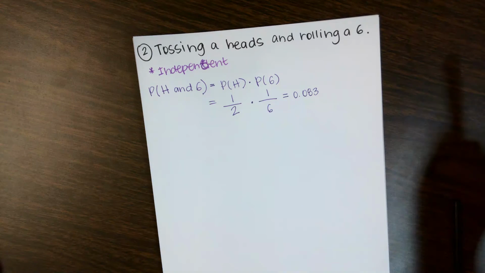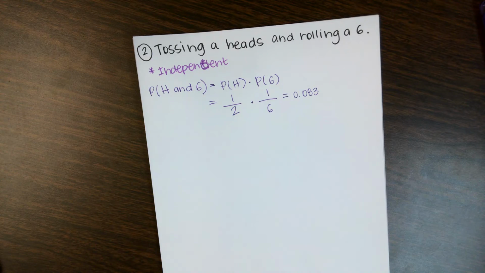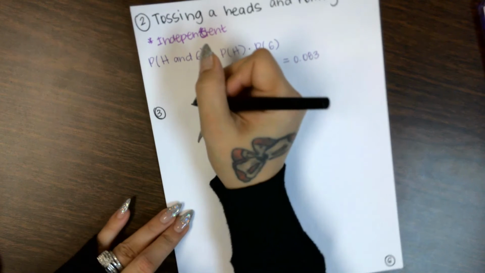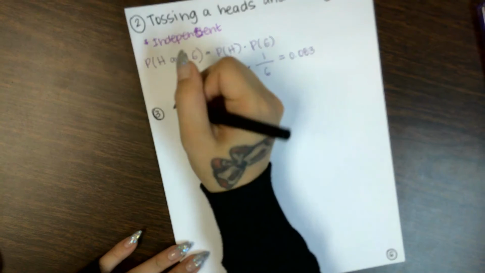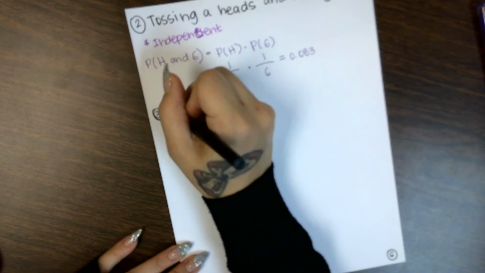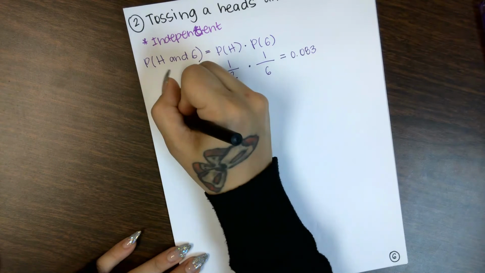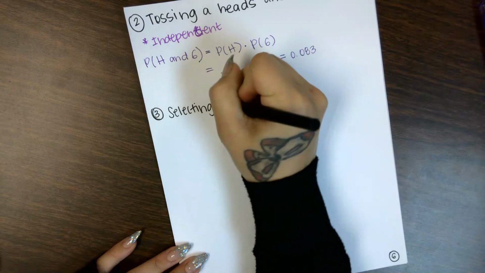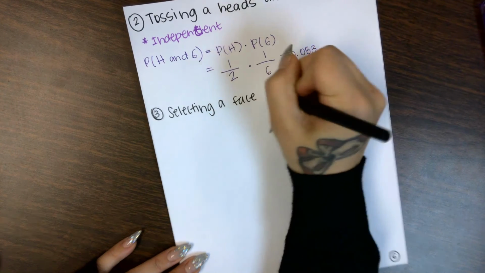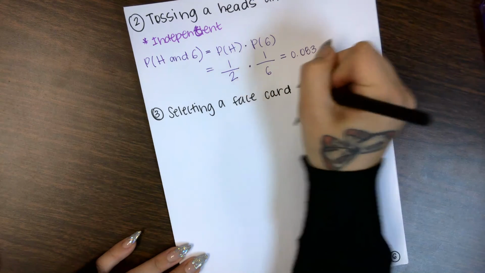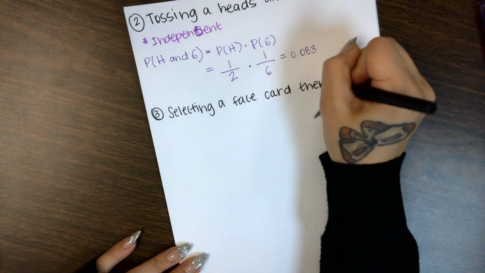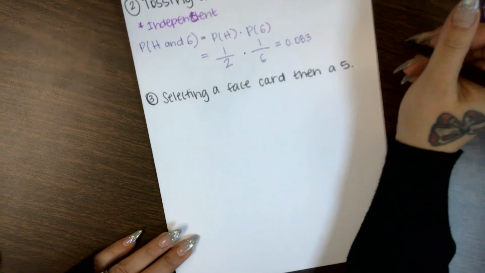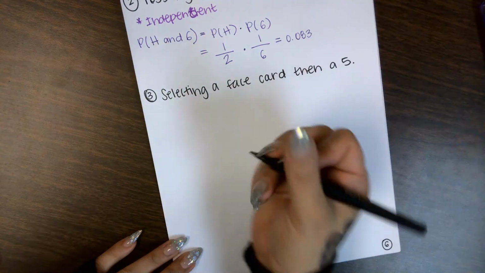Okay, I like this example. I don't know why, but I just do. This third one. So, this is the last one for 3.3, okay? So, selecting a face card, then a 5. I probably could have actually just written the word 5. I guess it's okay. Not replaced.